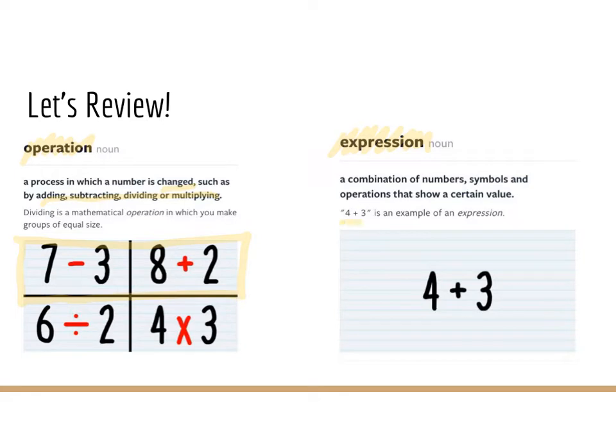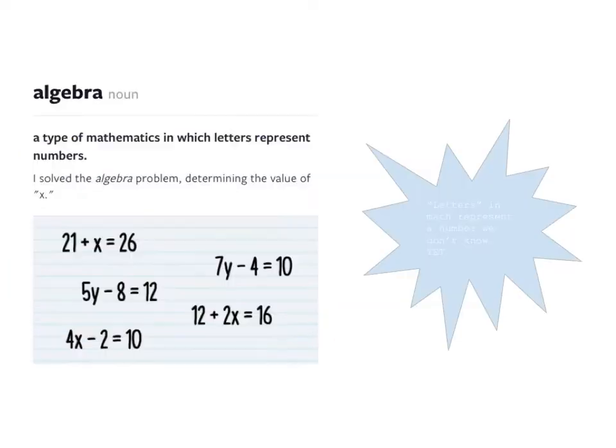So, for example, let's use it in a sentence here. 4 plus 3 is an example of an expression. The reason it's an expression is because it doesn't have an equal sign in it. We might know in our heads what 4 plus 3 is equal to, but since we don't have the equal sign written down, it's still an expression. All right? Next page.